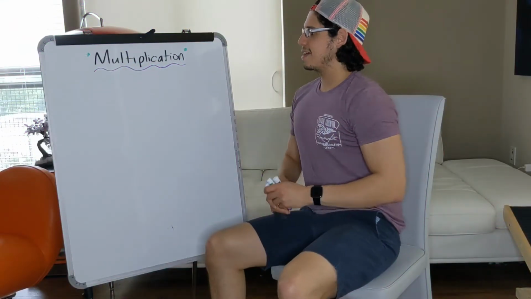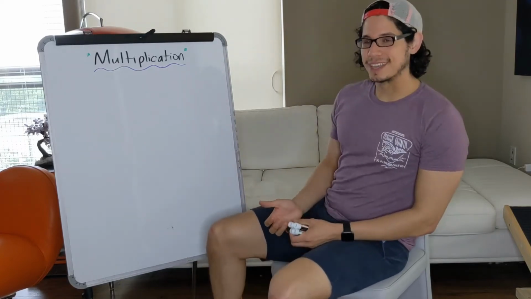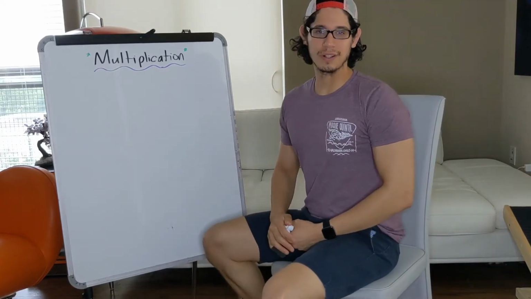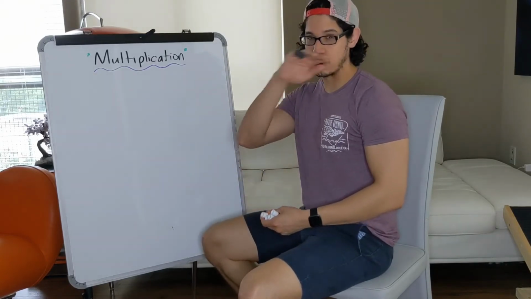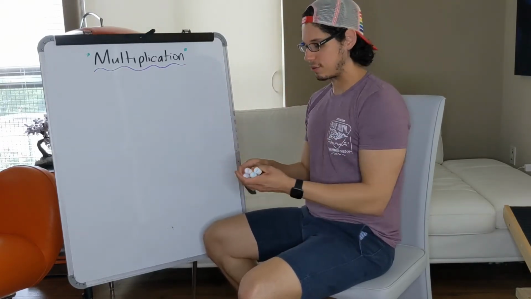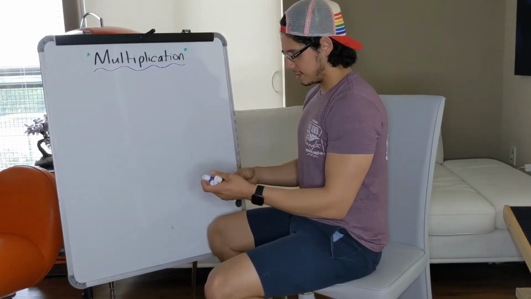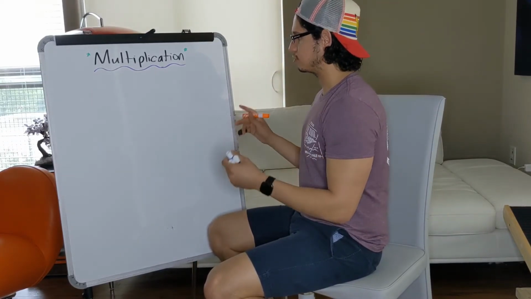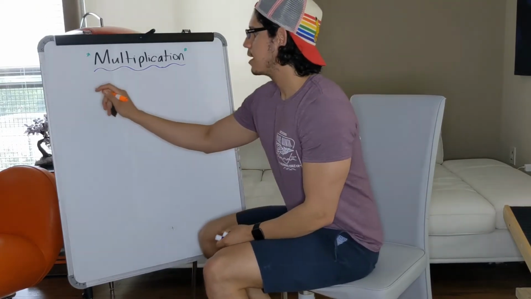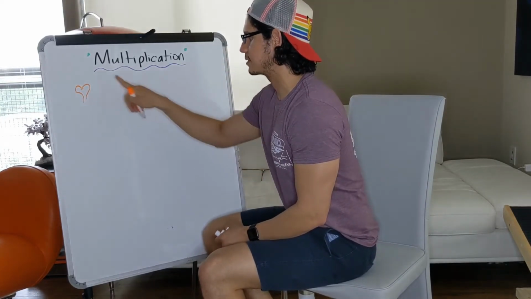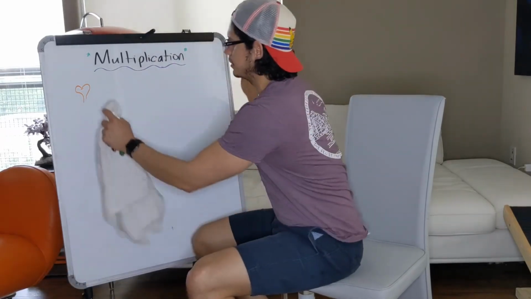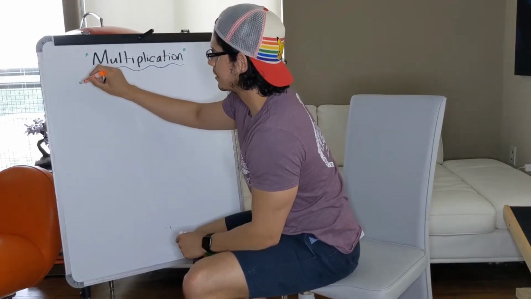All right. Another way we can represent multiplication is by using what we call arrays. Arrays are just rows of things. So, for example, let's say I was drawing something, and I made hearts. I don't know. Well, that's a terrible heart. Let me redo that. Heart.